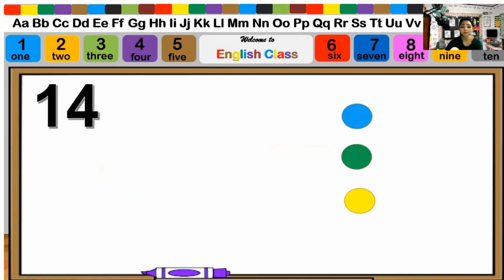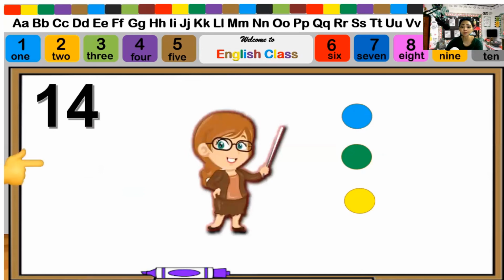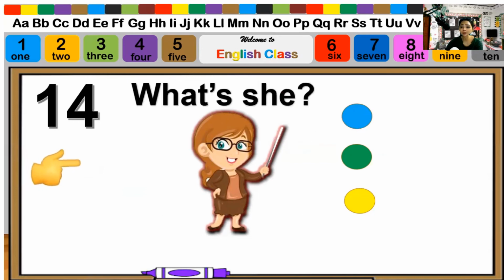Okay, we are now in number 14. All right, the question is, what is she or what's she? Okay, not what's that, because we use what's that and what's this for things. All right, for the things. But for the people or person, we use the pronoun he or she. He for the man or the male, and she for the female. Okay, so here, what's she?